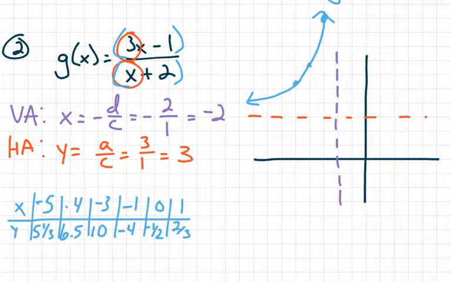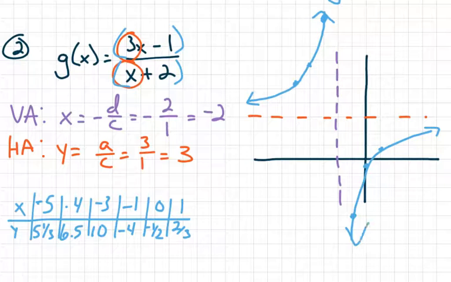So negative 1, negative 4 is way down there. 0, negative 1/2 is right there. Make that a little bigger. 1, 2/3, somewhere in this area. And we can draw in our next branch. So there is our general shape for the hyperbola.